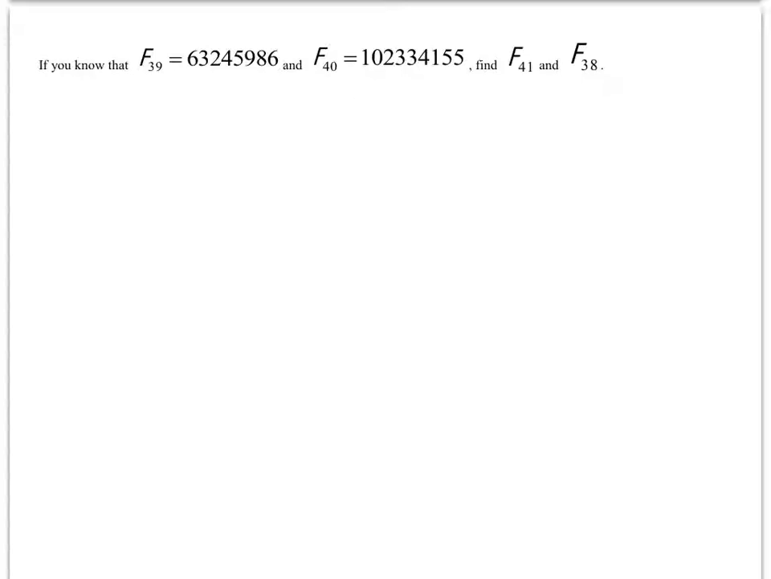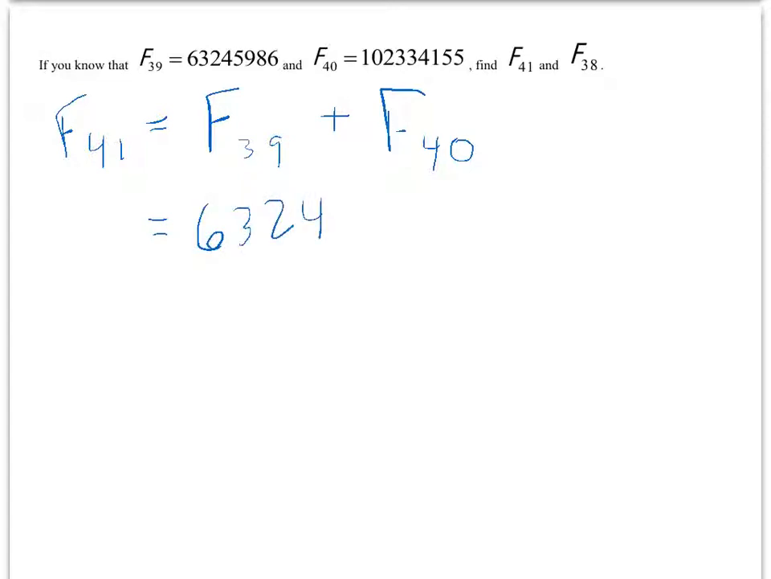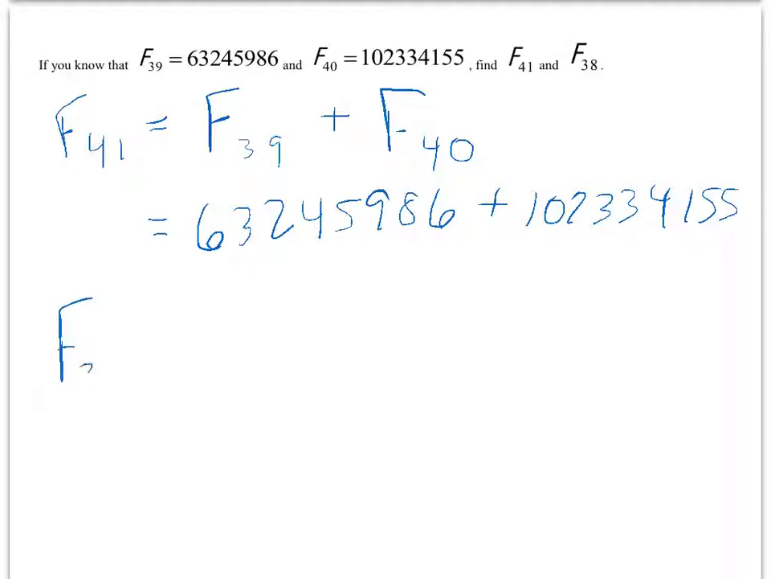So if I give you two Fibonacci numbers, you can always find the next one and the one before it by either adding or subtracting them. So F41 is equal to F39 plus F40. So I'll add these two gigantic numbers, 63245986 plus 102334155. And I'll leave that to you to do with a calculator. And then if you want to calculate F38, I can subtract F39 from F40. So F38 is F40 minus F39. Because to go forward in the list, you have to add, and to go backwards in the list, you have to subtract. So I'm just going to subtract those two numbers, and I'll leave that for you to do on a calculator as well.